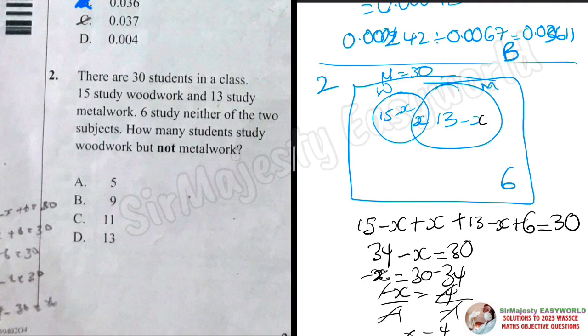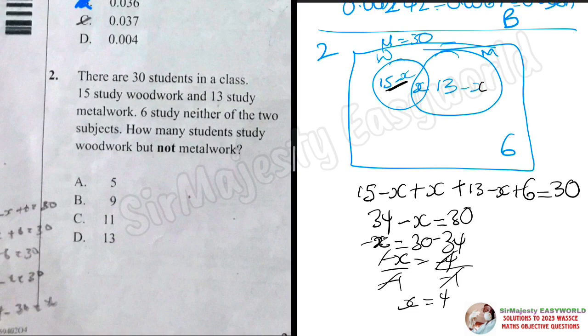They asked how many study woodwork but not metalwork. So we're going to deal with this part here. To find that amount, it will be 15 minus x. That'll give us the answer, so that many students study woodwork but not metalwork. So our correct answer to this question is C.